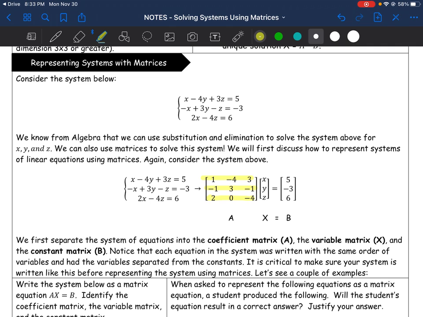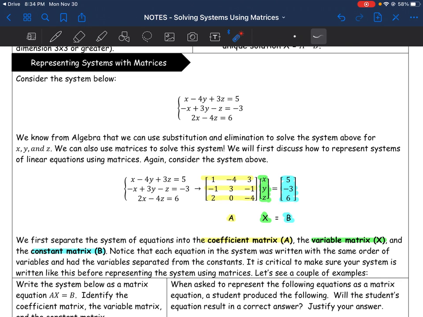So again, we call this the coefficient matrix A. I think I misspoke earlier. Then we have our variable matrix X right here. This is the matrix of unknown variables that we're trying to solve for. And then we also have the constant matrix B.